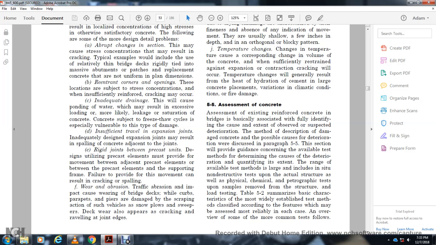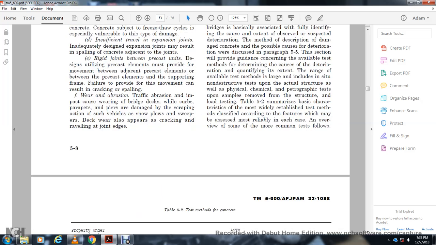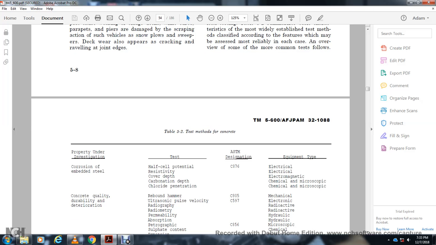An overview of some of the more common tests follows. The test methods include corrosion of the embedded steel, half-cell potential, resistivity, cores to determine cover depth, carbonation depth, and chloride penetration.